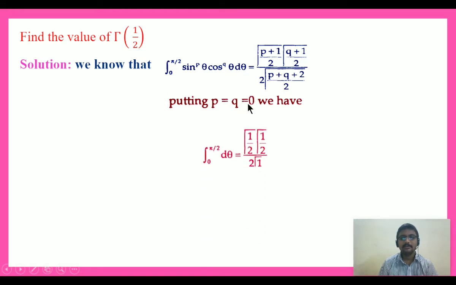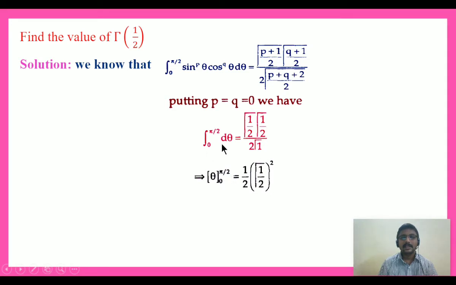So we will have the integral of 0 to pi by 2 sine power 0 theta. Anything power 0 is 1. Cos power 0 theta is also 1. So d theta is gamma half into gamma half upon 2 into gamma 1. Just we have to replace p equal to 0 and q equal to 0 in this formula. This formula's proof we have already taken in previous videos.